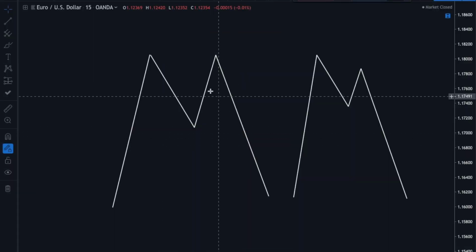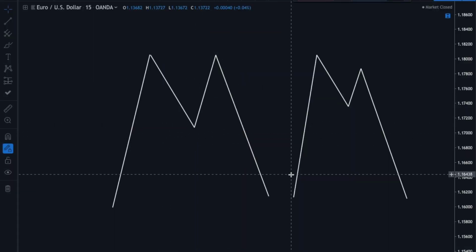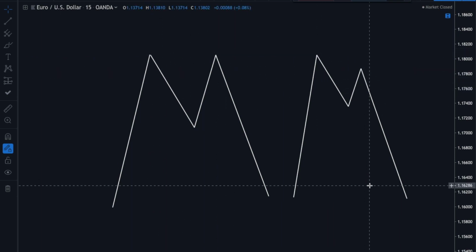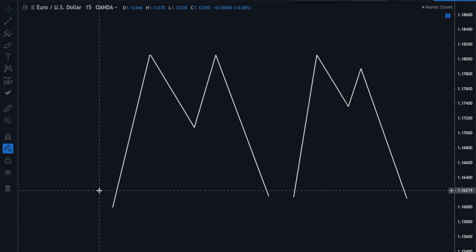So here we have two M's. One of them, as you can see, is even. The other one is not. Why is that? What's the difference? So let's go over that. What makes up an M?